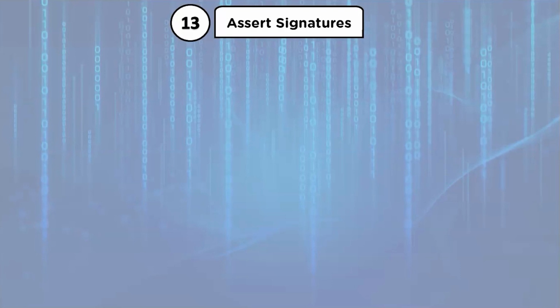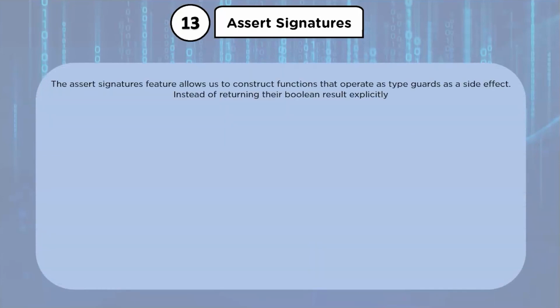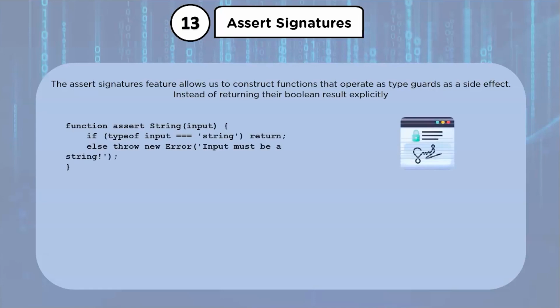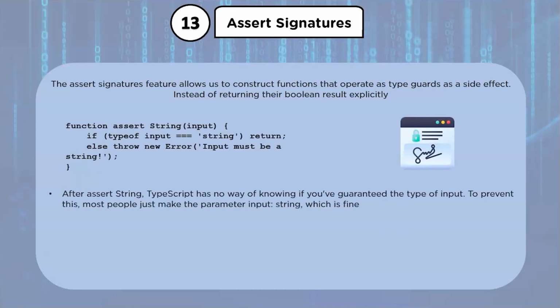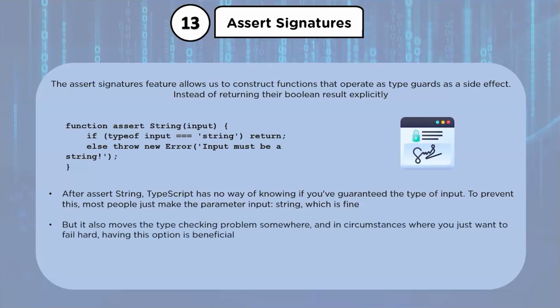Next, we have assert signatures. The assert signature feature allows us to construct functions that operate as type guards as a side effect, instead of returning their Boolean result explicitly. Consider the example below. After assertString, TypeScript has no way of knowing if you have guaranteed the type of input. To prevent this, most people just make the parameter input string, which is fine. But it also moves the type checking problem somewhere else. And in circumstances where you just want to fail hard, having this option is beneficial.